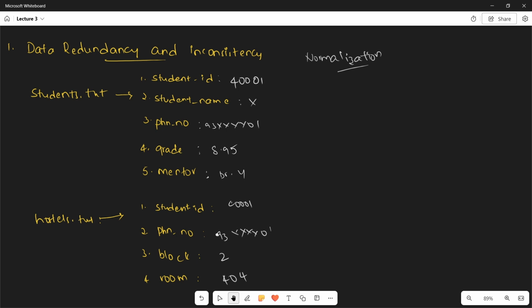Alright. Now, the student wants to change his phone number. He wants to update his phone number. Let's say we have updated the phone number in students.txt, so he updated his phone number to 855 something. Now I forgot to update it in hostels.txt. Now what happens? There is an inconsistency. So this is the reason traditional file-based systems have inconsistencies, whereas DBMS does not have any inconsistency.